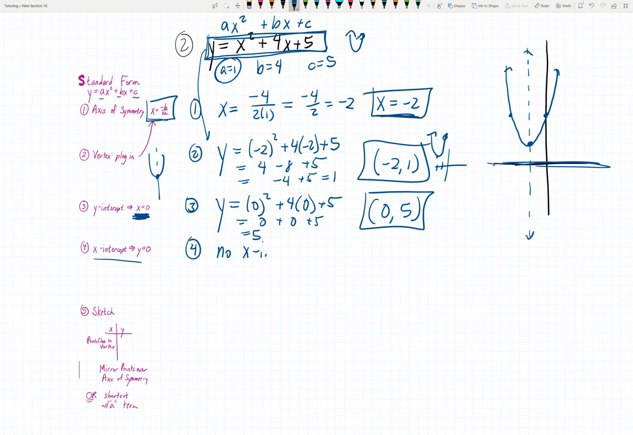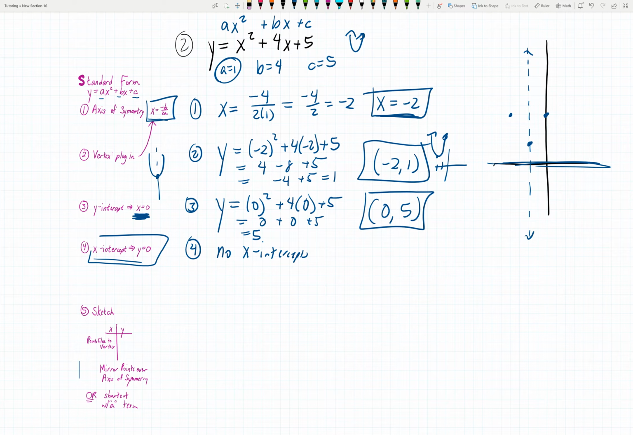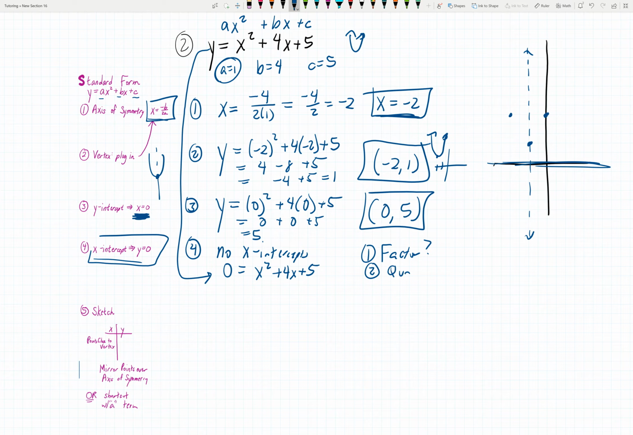x-intercepts. But if you're like, well, wait a second, I haven't been graphing it. What if I hadn't done all that work before? How would I know? Well, you can always get an x-intercept by letting the y be 0. So what happens when you let the y equal 0? So right now our equation is y equals x squared plus 4x plus 5. If I let the y equal 0, I need to solve this. And when you're solving, you're trying to see if it factors, because that's always fastest, if it works. And if it doesn't, or even if it does, quadratic formula is always there for you.